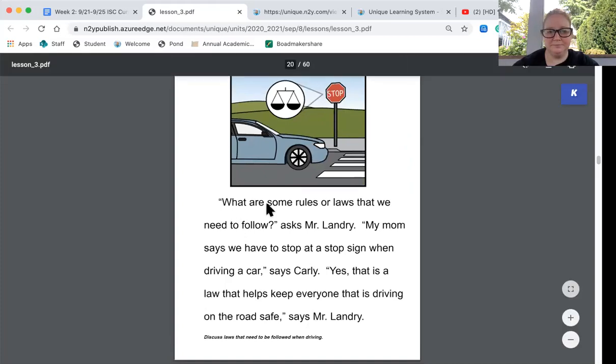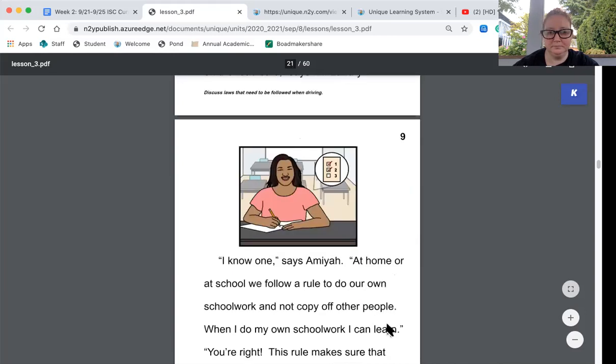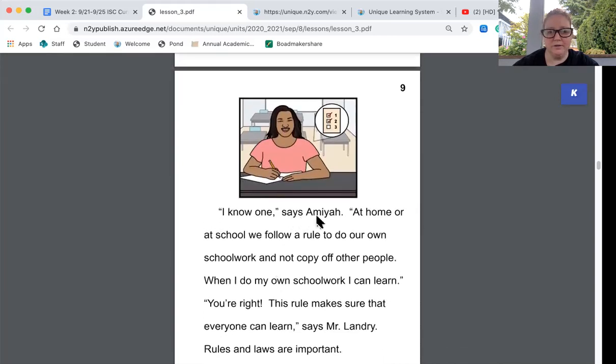Here's one we see a lot. What are some rules or laws that we need to follow? Asked Mr. Landry. My mom says we have to stop at a stop sign when driving a car, says Carly. Yes, that is a law that helps keep everyone that is driving on the road safe, says Mr. Landry. I know one, says Amaya. At home or at school, we follow a rule to do our own schoolwork and not copy off other people. When I do my own schoolwork, I can learn. You're right. This rule makes sure that everyone can learn, says Mr. Landry. Rules and laws are important.